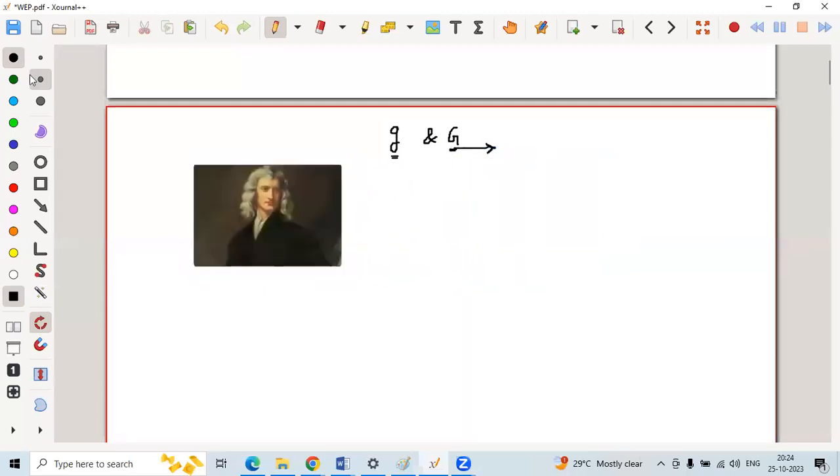So Newton gave one wonderful equation to science and technology: F equals capital G m1 m2 by r square. Take any two objects in the world, there will be a force of attraction between them. How much? F equals G m1 m2 by r square. What is G? It is 6.6 into 10 power minus 11. Who gave it? Cavendish.